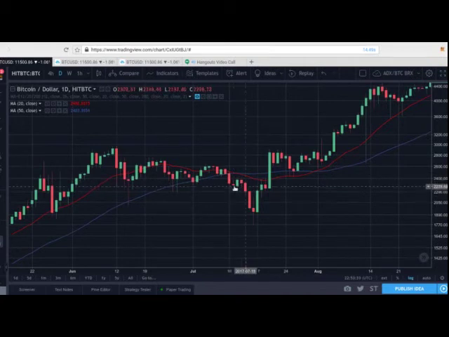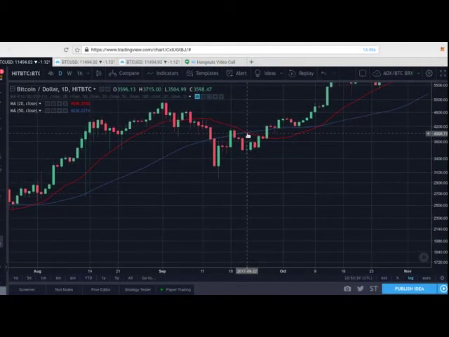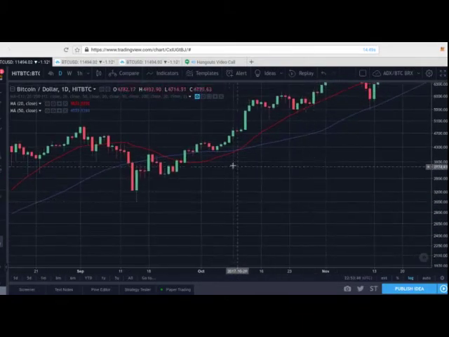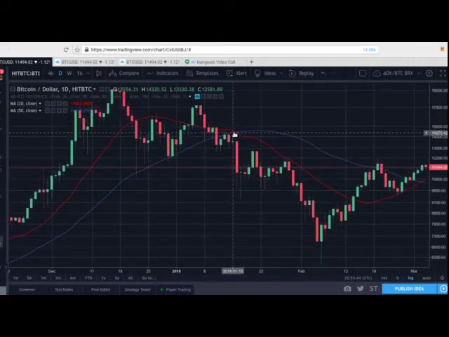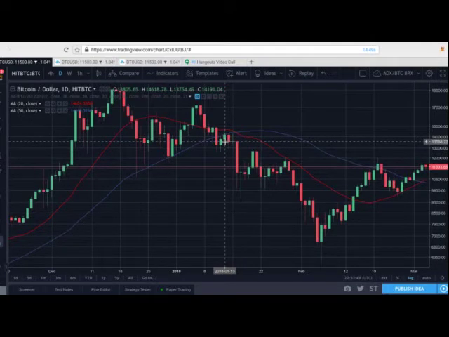You would have avoided all of this, and then you would have entered again at the end of July and not exited until September. And then you would have entered again in October, and then you would not have exited again until the middle of January. So for those who just want to buy and hold, this is probably the best indicator that you could possibly use for your long-term trades.